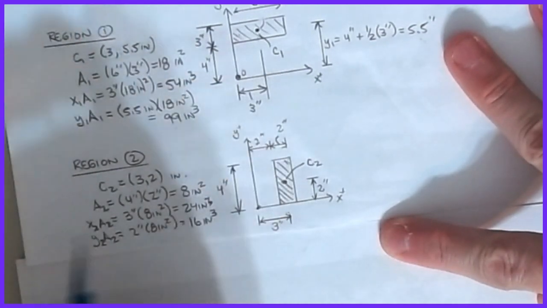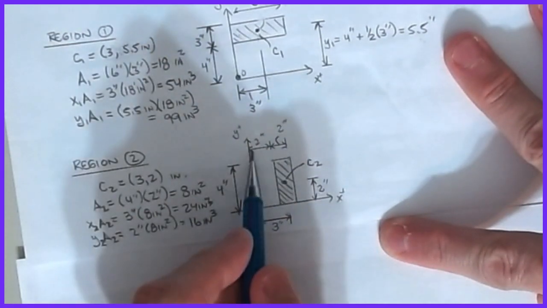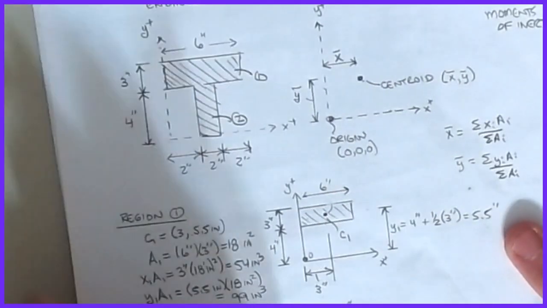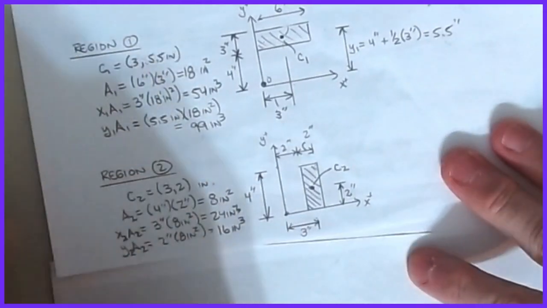Here's my origin. Okay, I know that the web is 4 inches tall. I know that it's 2 inches wide, and it's offset 2 inches from my origin. That was coming off of that original picture that we had up here. So that's all of that information being copied down. Okay, and then all we have to do is play the same game.